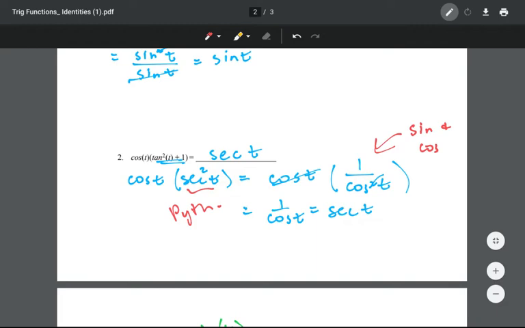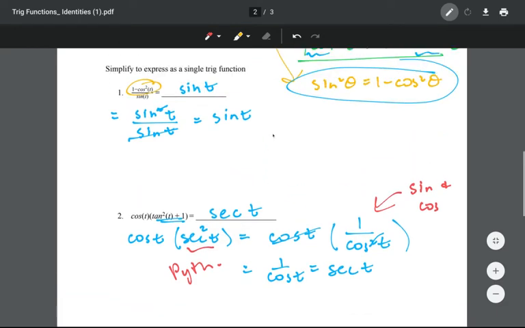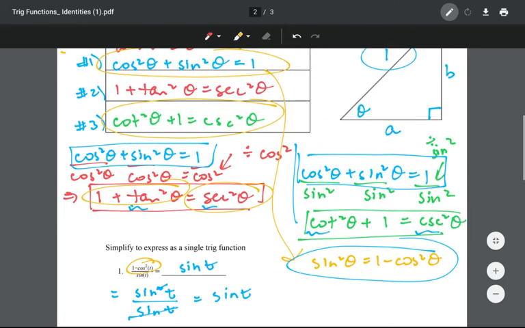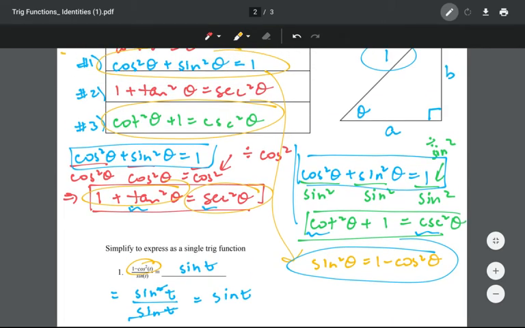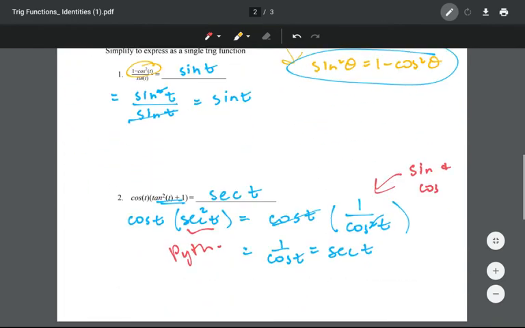There's a couple different ways that you can go with the ordering. However, when you're simplifying and you have a sum of squares or a difference of squares, you really want to think about utilizing those Pythagorean identities, one of those three versions.